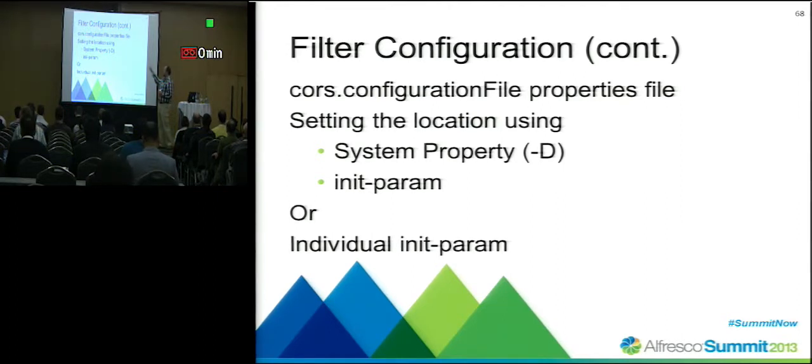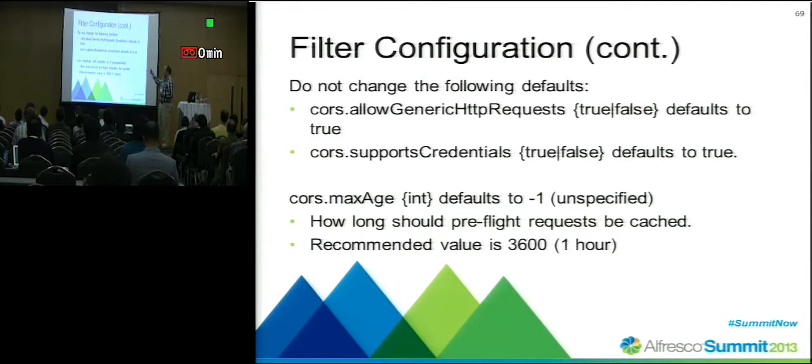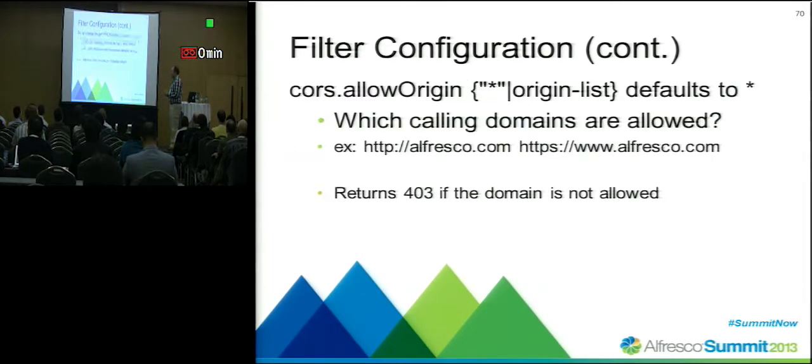So there's two ways to configure that one. You can do a configuration properties file, and you can load that through a system property on the JVM when you start Alfresco, or by passing it in an init param, or you can do individual parameters for each of those. And so here's some of the configurations. Important ones are the allow generic HTTP requests and the supports credentials. You should accept the defaults and never change those on Alfresco, because we want Alfresco to continue to work as normal.